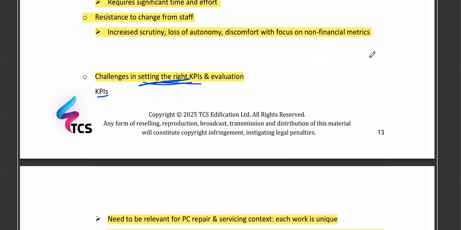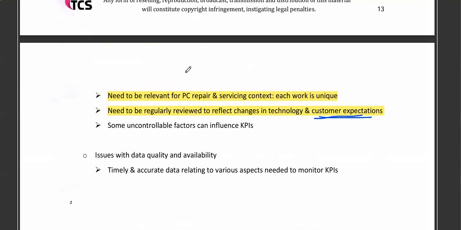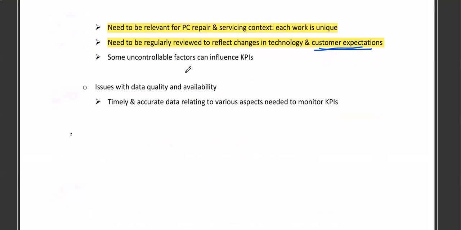And not only will they welcome the approach of a balanced scorecard approach, but they will also not be very comfortable when you keep changing the KPIs from time to time, because they settle down for a system, and then all of a sudden you break the system saying, look here, I think we need to revise the KPIs, and from here onwards you would be subject to a new set of KPIs, and that's not going to work.